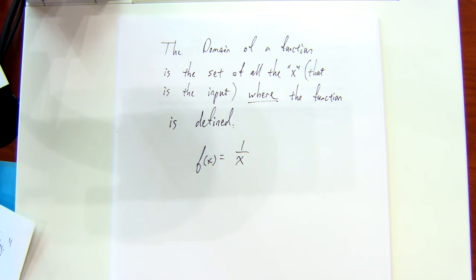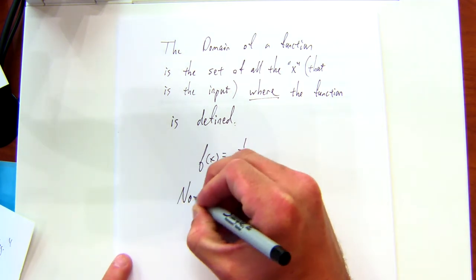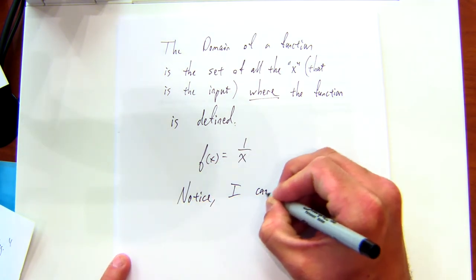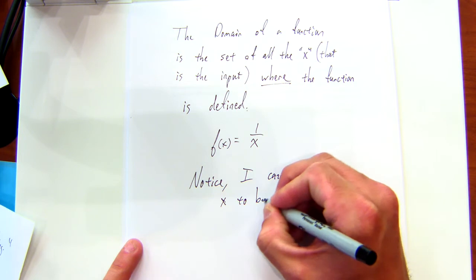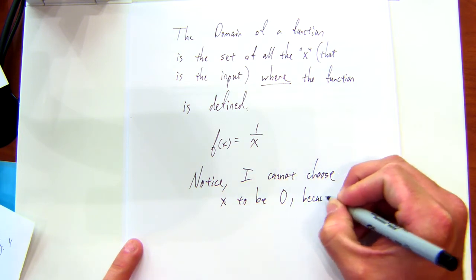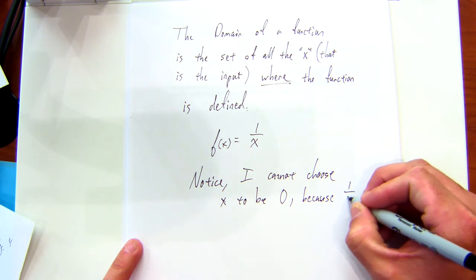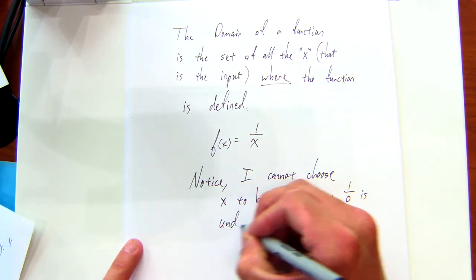Okay? When I look at this function, I ask myself, can I pick any number x and plug it into here? I can pick a 1, I can pick a 2, I can pick negative numbers. There is one number I cannot pick. 0. So when I look at this function, notice I cannot choose x to be 0. Why? Because 1 over 0 is undefined.